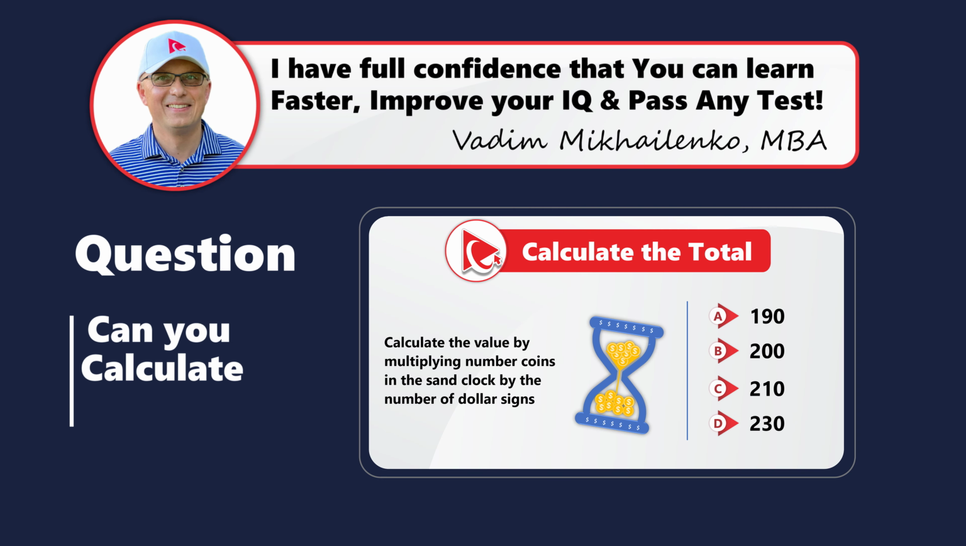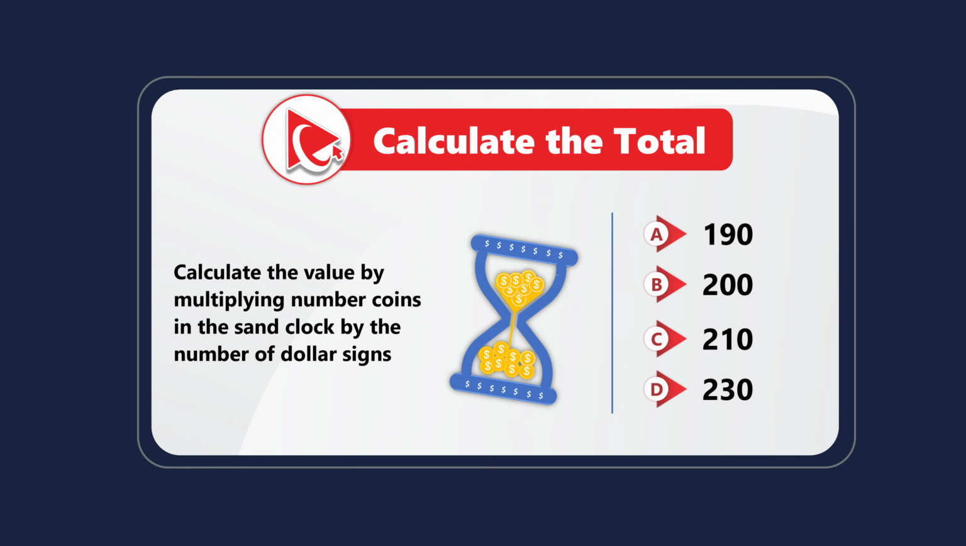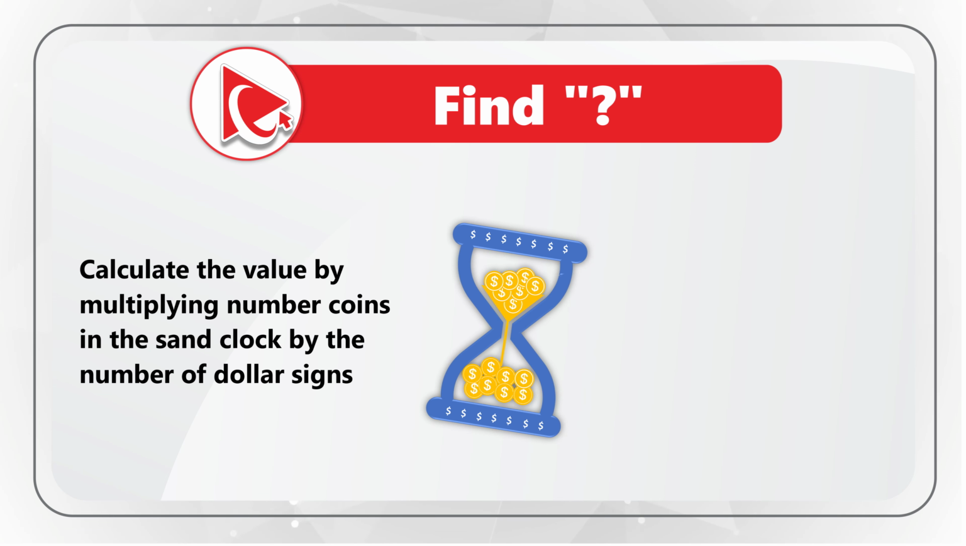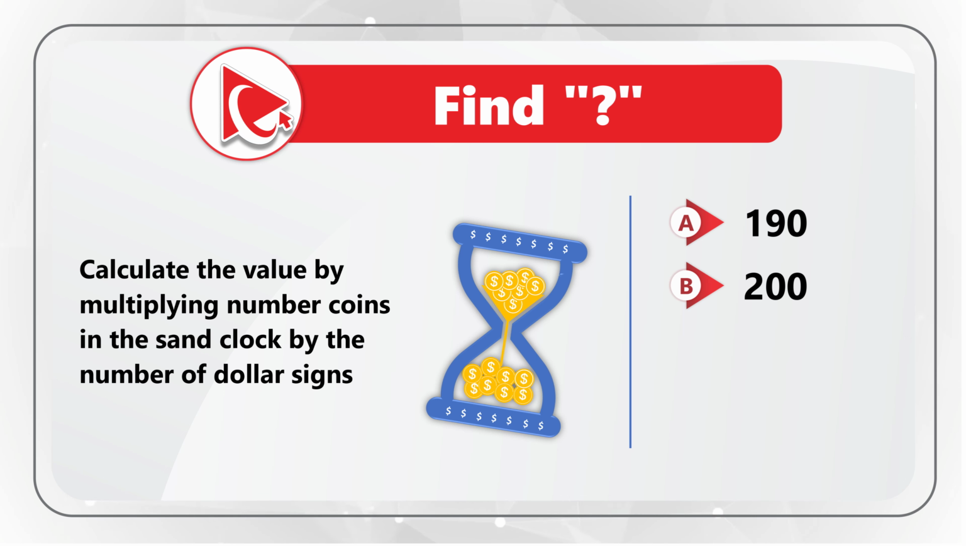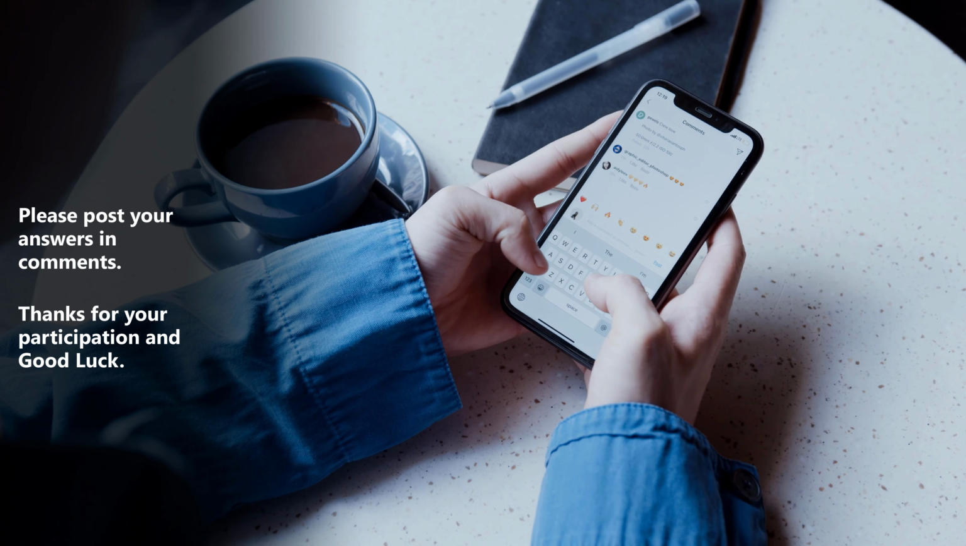Here's the problem for you to test your business math skills as well as attention to details. You need to calculate the value by multiplying number of coins in the cent clock by the number of dollar signs. You need to select out of 4 possible choices. Choice A, 190, choice B, 200, choice C, 210, and last but not least, choice D, 230. Once you complete the calculations, please make sure to post your answer and calculations in comments so I can give you my feedback. Thanks for participating and good luck.